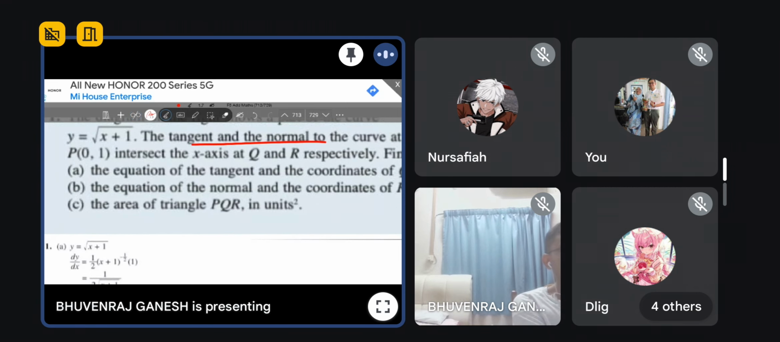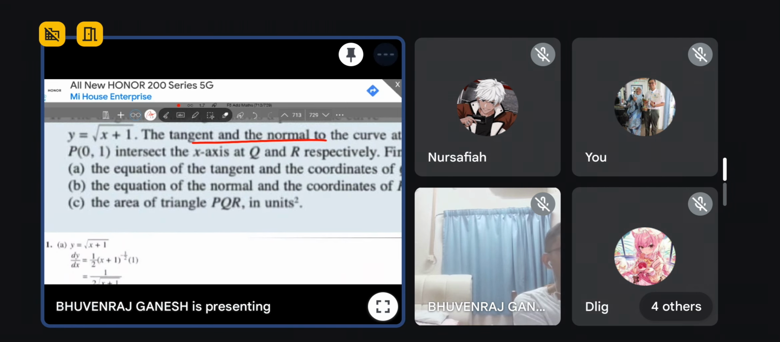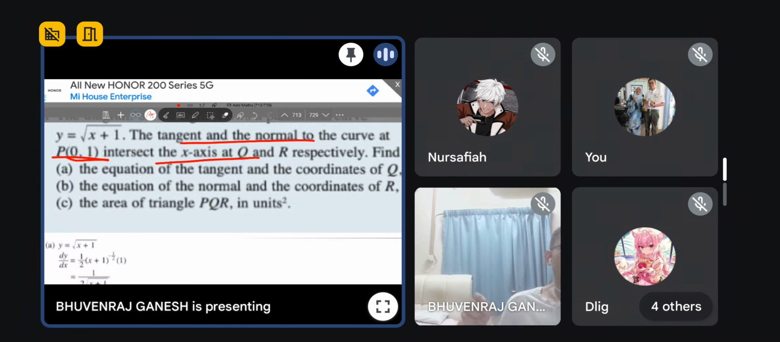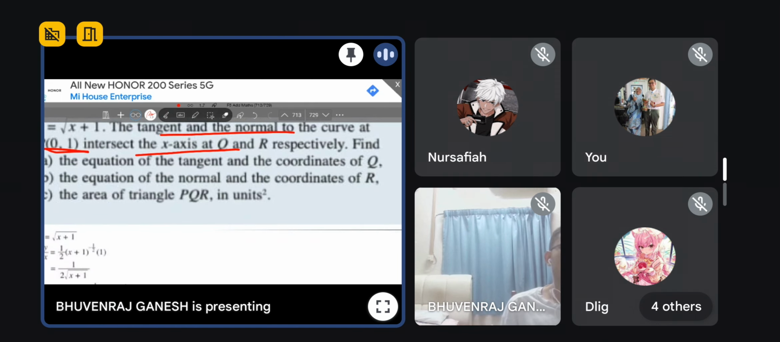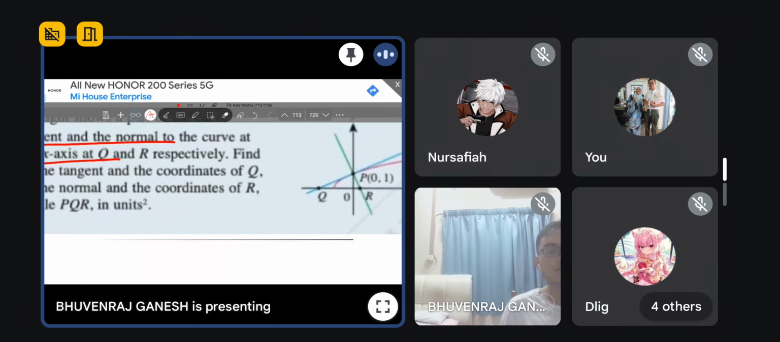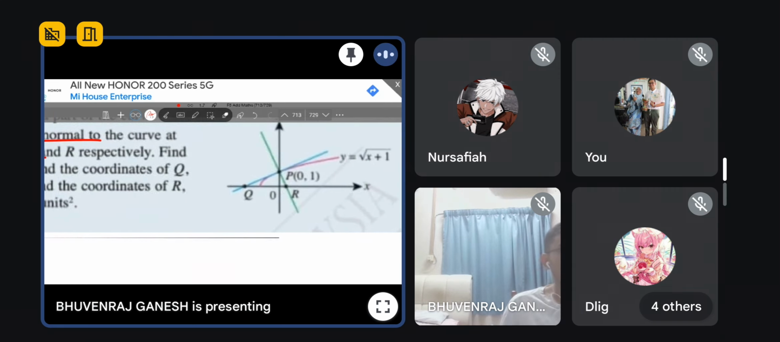Then they say tangent and normal at this point. Garis tangent dan garis normal pada titik ni dia akan pintas paksi x pada Q dan R. Untuk yang English, you read in English lah, I'm translating it to BM. Soalan pertama, mereka suruh cari persamaan tangent dan juga koordinat Q.